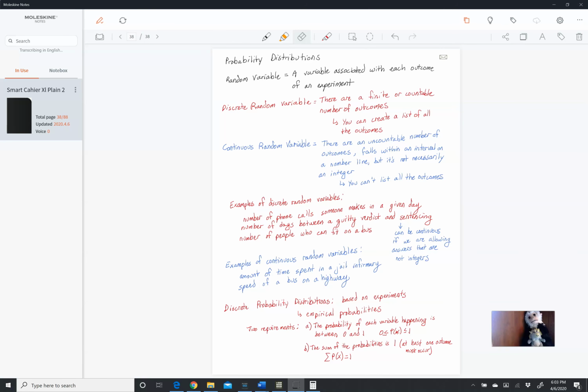So if we want to know if it's a probability distribution, we're going to look at each of the variables. We're going to look at the probabilities, make sure that they're between 0 and 1, and then we're going to take the sum of those probabilities. In other words, we're going to take the probability of the first outcome plus the probability of the second plus the probability of the third and so forth, and make sure that we get 1, okay? And that's telling us that at least one of the outcomes is going to happen, okay?